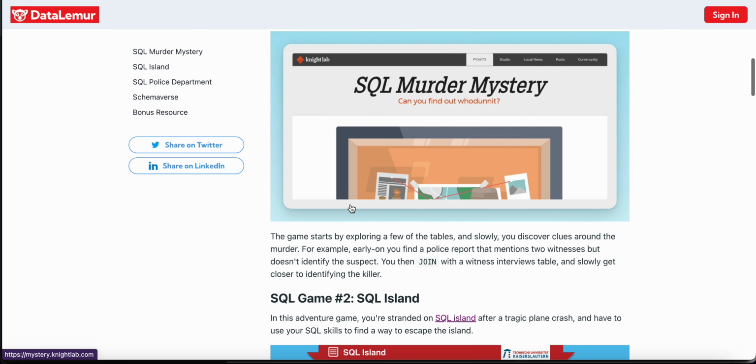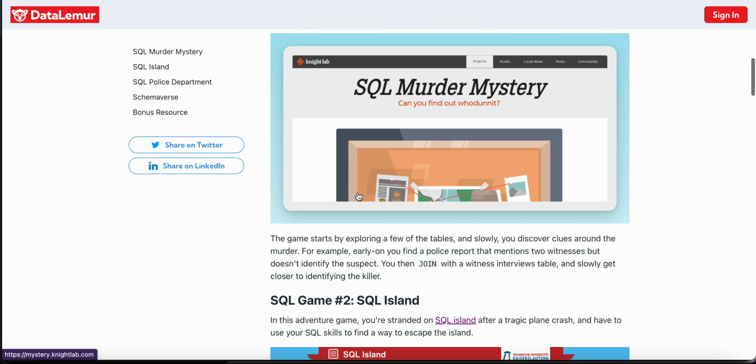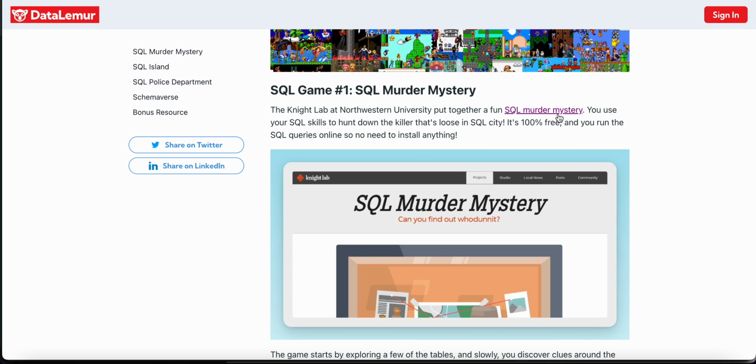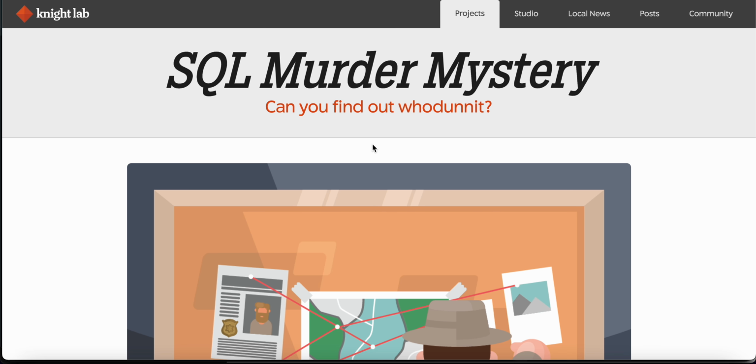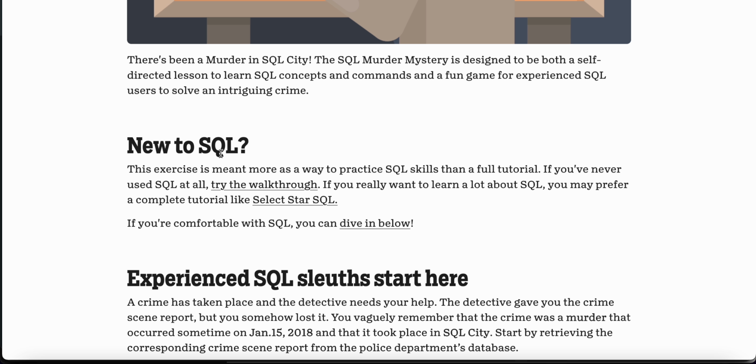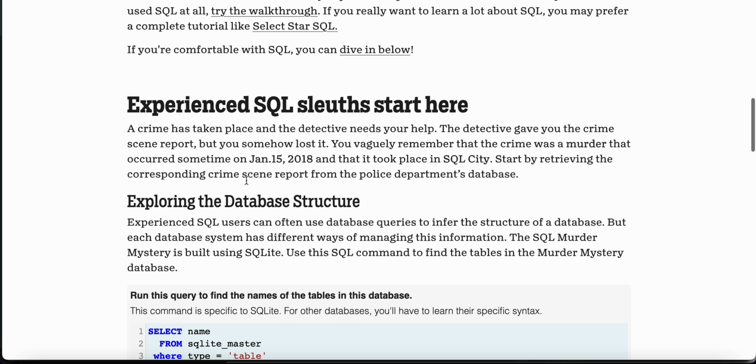So what is SQL Murder Mystery? SQL Murder Mystery is a game that you can use your SQL skill to solve. Once you get here, you click on the SQL Murder Mystery, it takes you to the SQL game, and you have to read all through. If you are new to SQL, you have to try this walkthrough. This walkthrough will take you to the 30 days free roadmap. It is free, you can learn and everything.